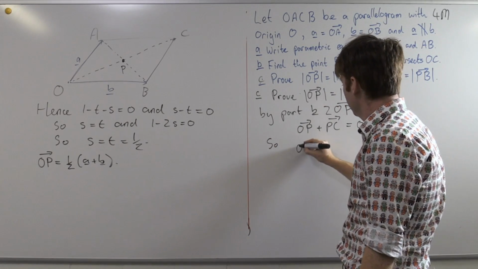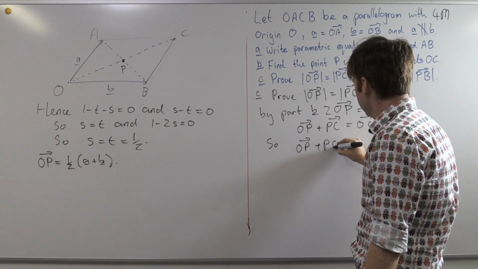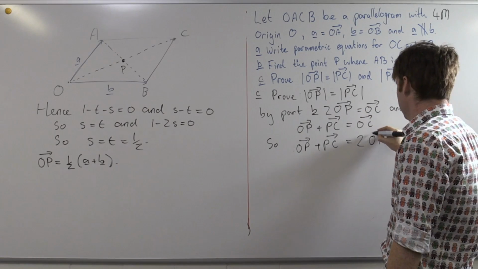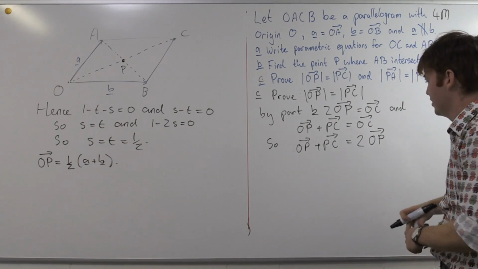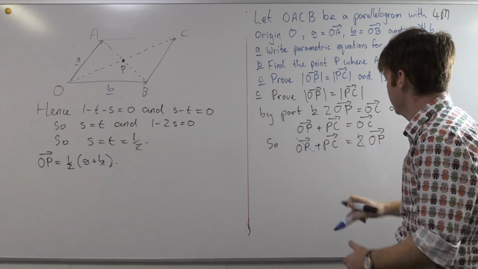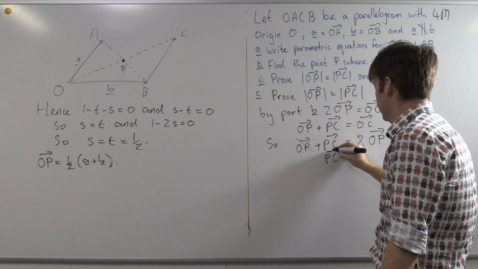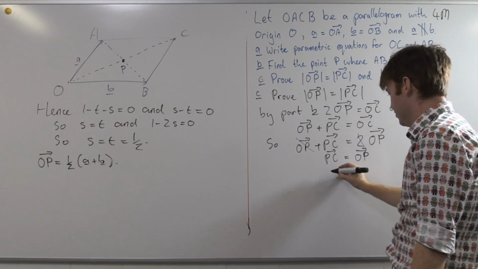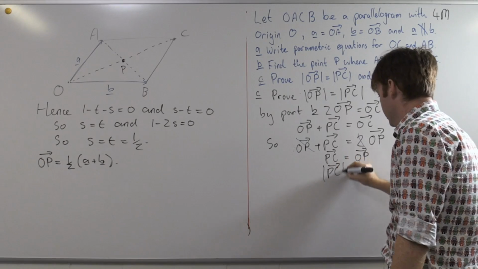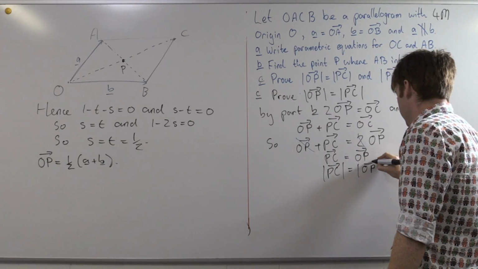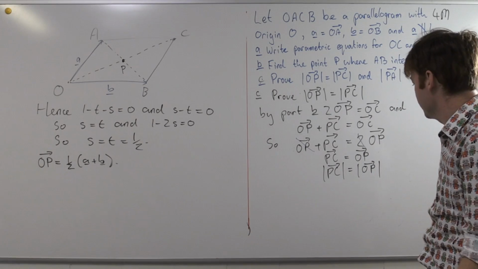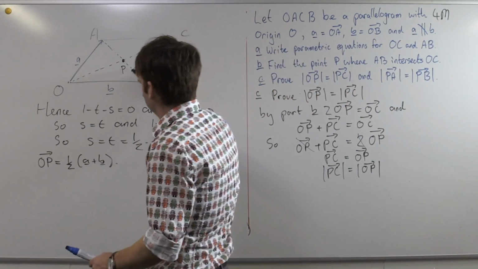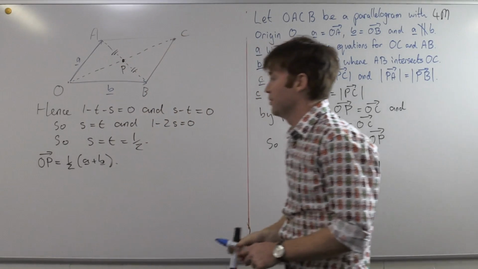So, OP plus PC is equal to OC, which is 2OP. And at this stage I just cancel off that with that, and I get PC is equal to OP. So those vectors are equal, and finally the length PC is equal to the length OP. What I was asked to prove. So that's telling us that this length here is equal to that length up there.